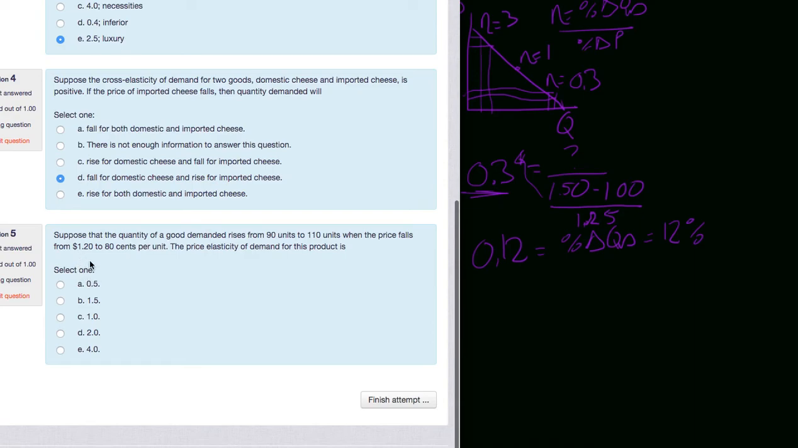When the price falls from $1.20 to 80 cents, the average here is $1. So this change of 40 cents is over $1, so it's 40%. So here I have 20%, which is my numerator because it's quantity, over 40%. So this will give me an answer of 0.5. So that's a quick way of doing it without actually having to calculate it through.